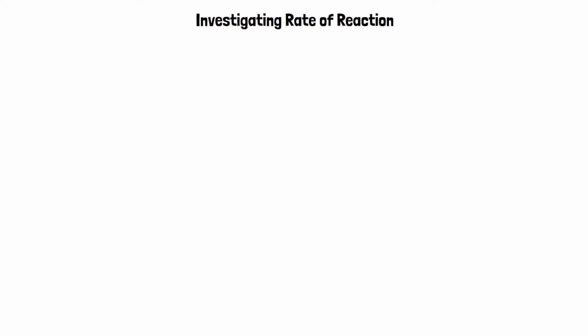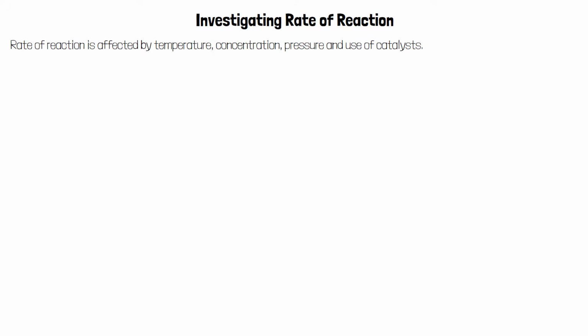The rate of a reaction is affected by the temperature and concentration of reactants, pressure if gases are involved, and the use of catalysts. We can plan investigations to find out how each factor affects rate. For example, plan an investigation to find out how concentration affects rate of reaction.